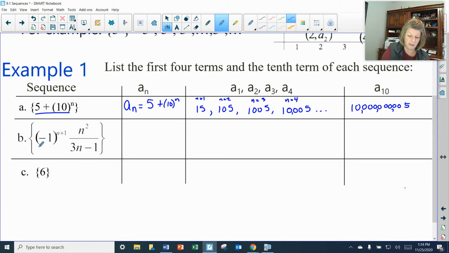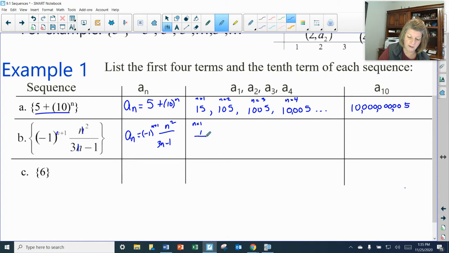For the next one, negative 1 raised to the n plus 1. This will end up shifting between negative, positive, or perhaps positive, negative. I do know it's an alternating positive, negative, positive scenario. I'm just going to have to decide, am I starting negative or am I starting positive? And then I've got n squared over 3n minus 1. So my rule of sequence would be a sub n equals negative 1 to the n plus 1, n squared over 3n minus 1. And then let's let n equal 1. Put 1 in. Looks like I get an even number. 1 plus 1 is 2, so negative 1 squared would be positive. So I'm going to start out with positive.